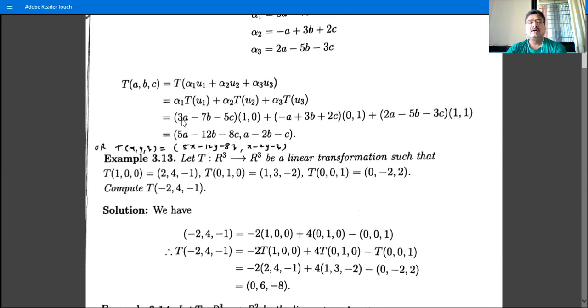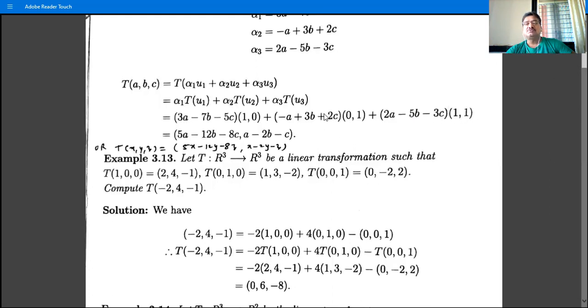And then apply the definition of scalar multiplication first. So multiply by this: in a round bracket we have 3A minus 7B minus 5C, 0. Similarly, here we have 0 comma minus A plus 3B plus 2C, and here we have 2A minus 5B minus 3C comma 2A minus 5B minus 3C, because both are 1.